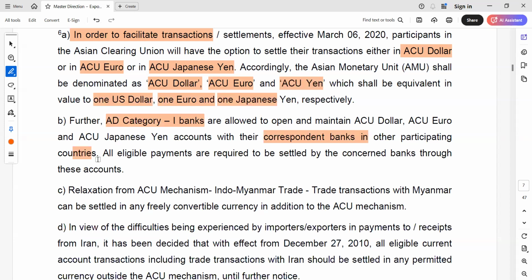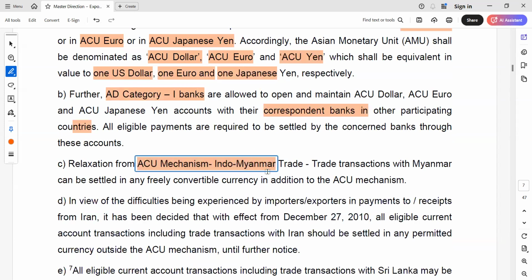Relaxation from ACU mechanism, Indo-Myanmar trade. Trade transaction with Myanmar can be settled in any freely convertible currency in addition to ACU mechanism. Okay, so this you can remember that there is a relaxation for Indo-Myanmar trade.